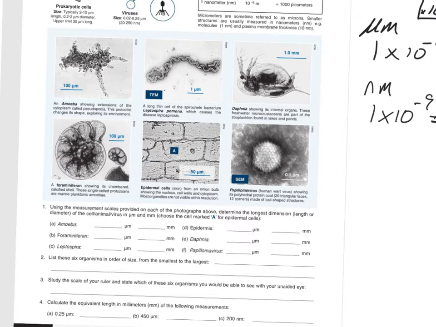Guys, you have to be able to do this on a test, so make sure you look at it. You see this? 100 micrometers. What does that mean? You're saying the amoeba. I understand that. I'm saying it's not the amoeba. What is 100 micrometers? The line. The line is 100 micrometers. So how many of these lines are there from this end to this end of the amoeba?